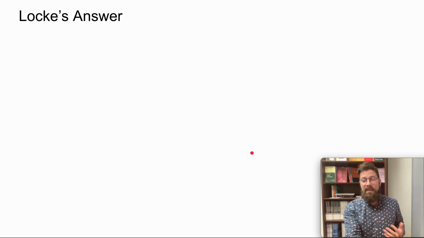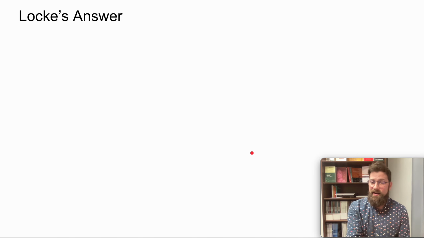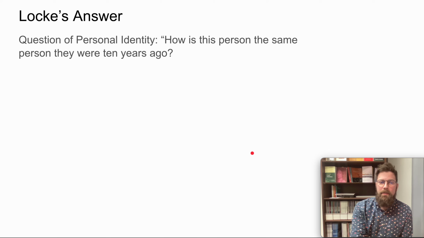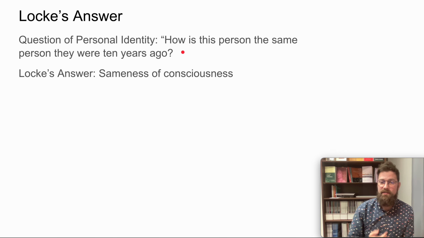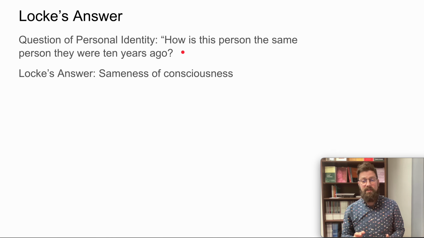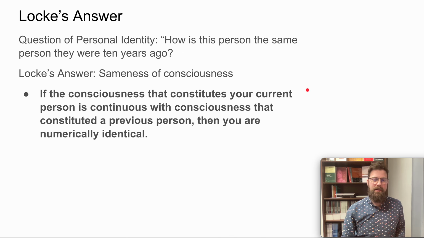So, in working out an answer, and I've already hinted at it, what is it that allows for diachronic, numerical, personal identity? So how do we answer this question? How is it that this person you're dealing with right now is the same person they were 10 years ago? And Locke's answer is going to be sameness of consciousness or continuity of consciousness. So to have a self is to be a conscious being. It's the first line of thought.